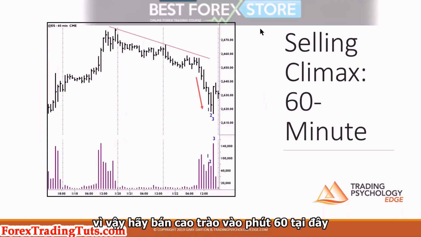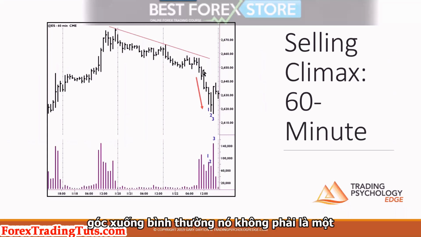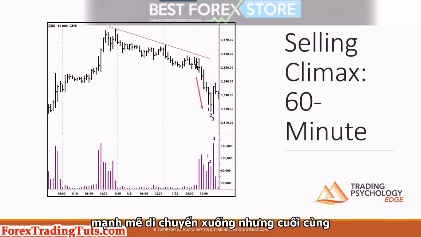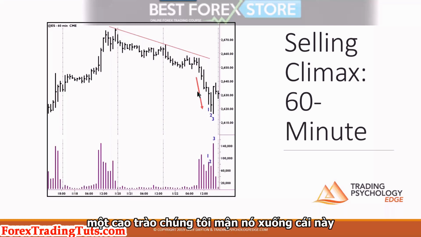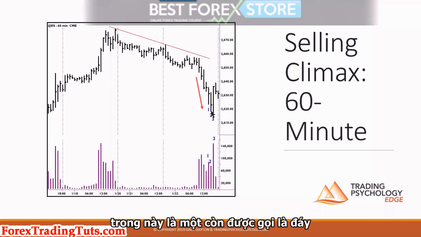So, selling climax on the 60-minute. Here we've got that angle coming down, that normal angle of descent. It's not a strong move down, but eventually this is how we tell that it gets into a climax. We plummet down. This one plummets. We get the high volume coming in. This is also known as a bottom reversal.